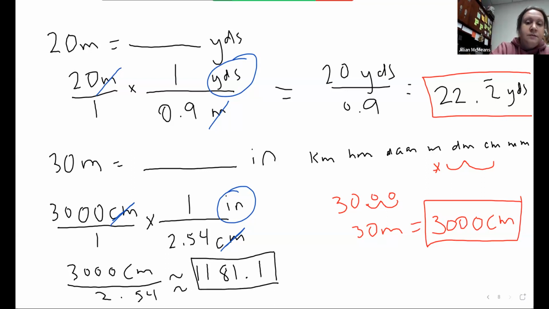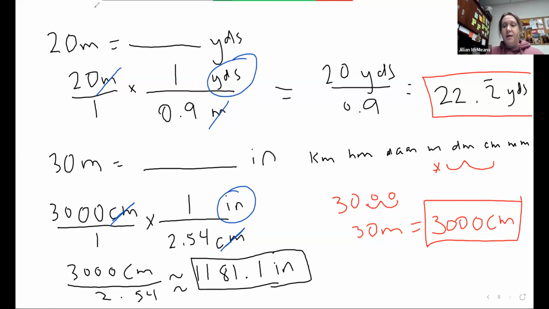Let me fix that. There we go. So 30 meters is approximately 1,181.1 inches. All right. And there you have it. One more example, and then that'll kind of wrap up this video.